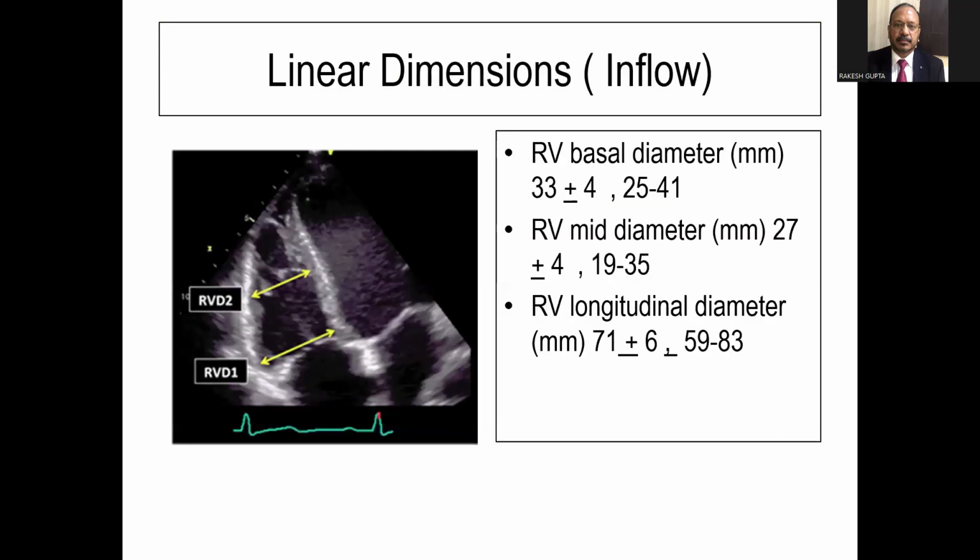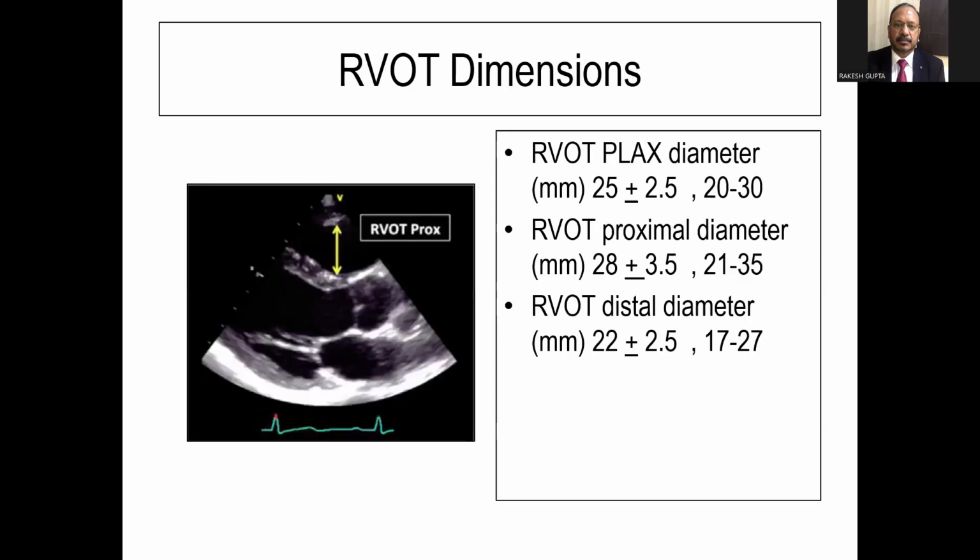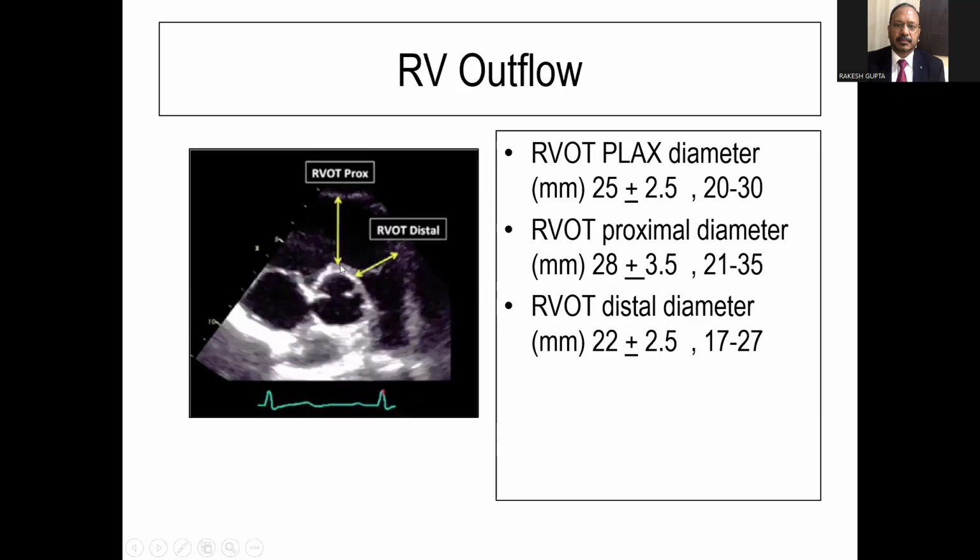Last, not the least, I'm just going to repeat it again. We have taught this already. What we look at are linear dimensions for the inflow of the RV, because as I said in the beginning, RV is a sickle shaped structure. We look at the tricuspid inflow and trabecular patterns. So we look at inflow at the level of the annulus, long axis, and short axis. Similarly, we look at the RVOT proximal in the parasternal long axis view and RVOT proximal again in the parasternal short axis view at the aorta. And this is what is RVOT distal.